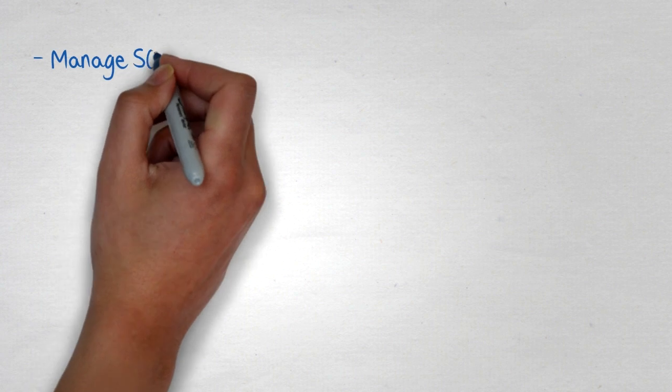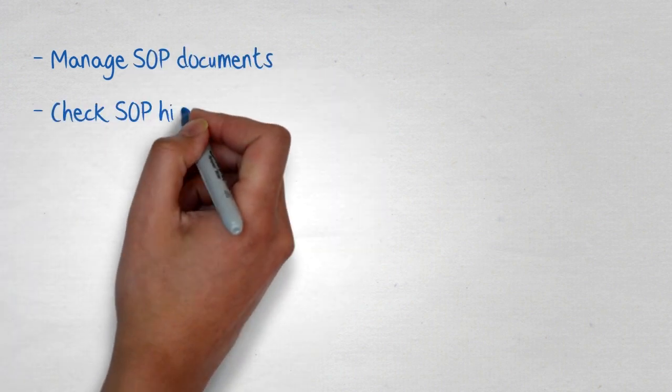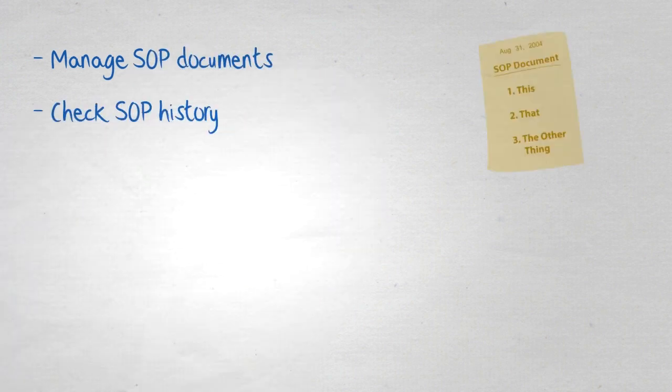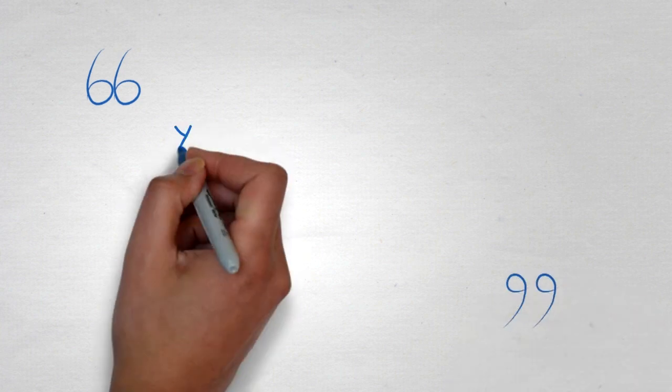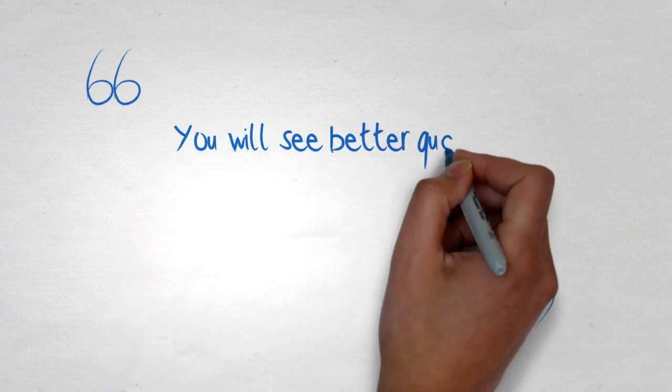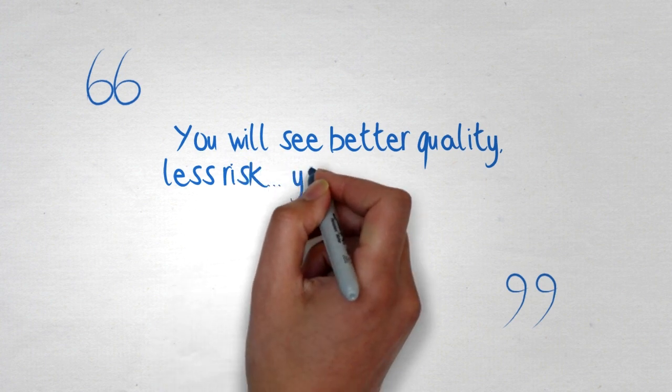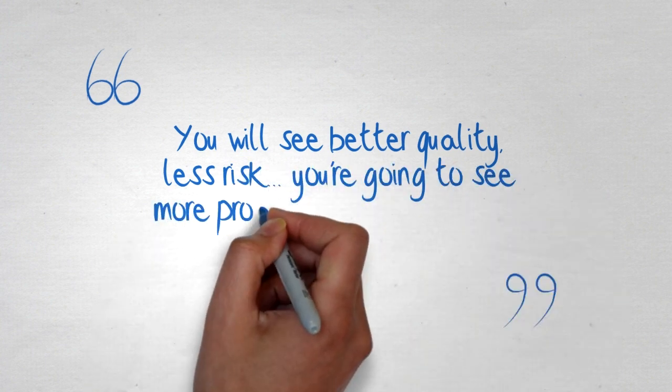STaCS also manages your SOP documents. That means that if you check back for how a particular sample or specimen was processed on a specific date or a range of dates, STaCS will show you what point in time SOP should have been followed during that time period, as well as the actual actions. Our customers tell us that STaCS helps them improve quality, reduce risk, and ensure procedures and processes are followed.